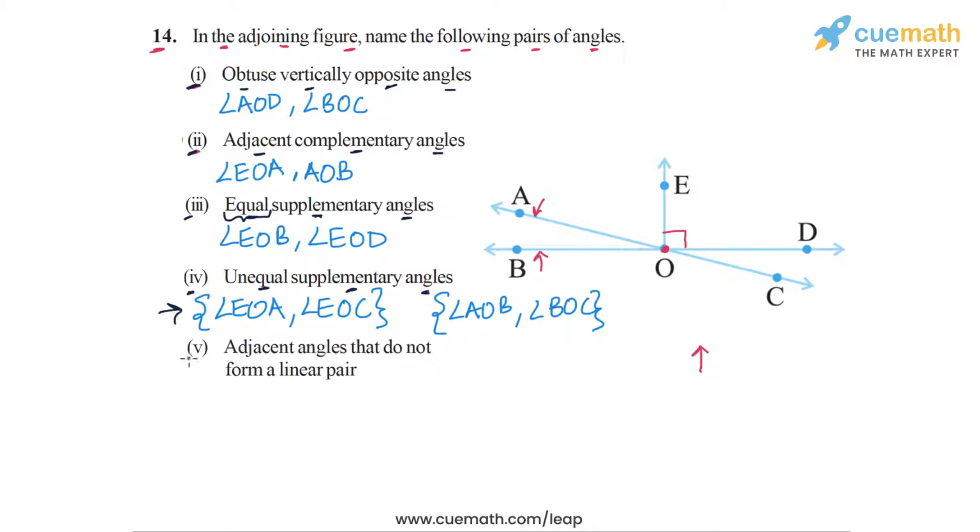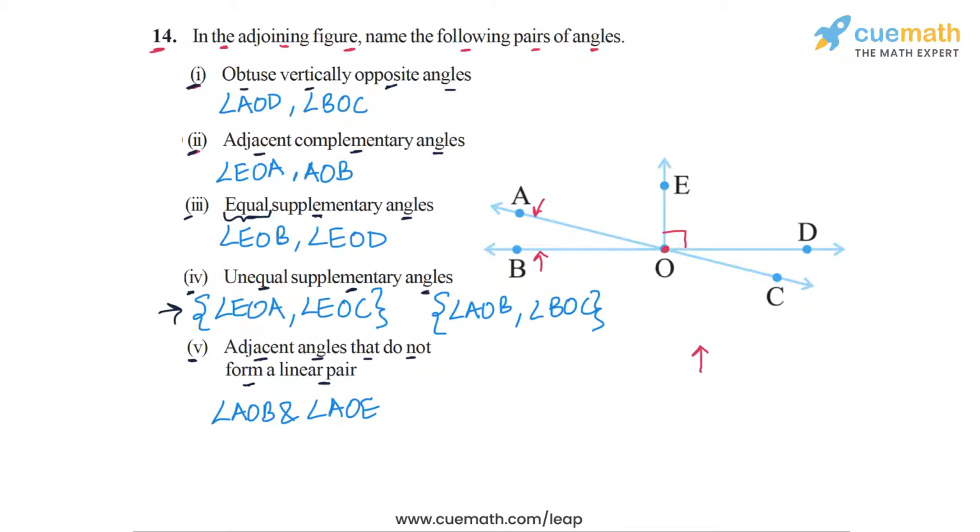Then we finally come to part 5, in which we have to find adjacent angles that do not form a linear pair, which means their sum should not be 180 degrees. Let's try and find a few such pairs. If we take angle AOB and angle AOE, these two angles are a pair of adjacent angles, but they do not form a linear pair. Their sum is not 180 degrees. So this could be one possible pair, angle AOB and angle AOE. Then do we have other such pairs?